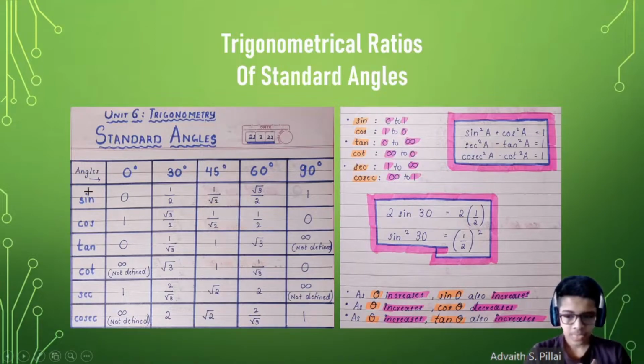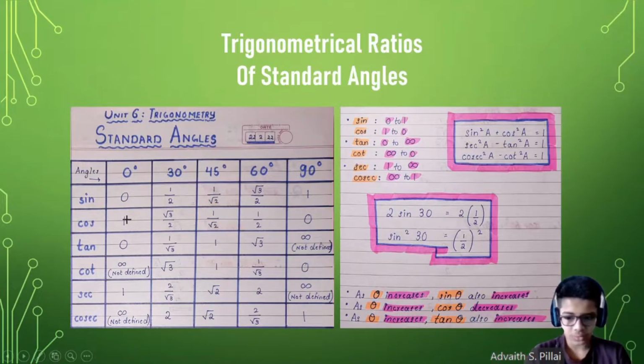Sine 0 is 0, sine 30 is half, 1 by 2, sine 45 is 1 by root 2, sine 60 is root 3 by 2, and sine 90 is 1. So sine increases from 0 to 90 and the value goes from 0 to 1. We can say that as the value of theta, which is the angle, increases, the value of sine also increases.